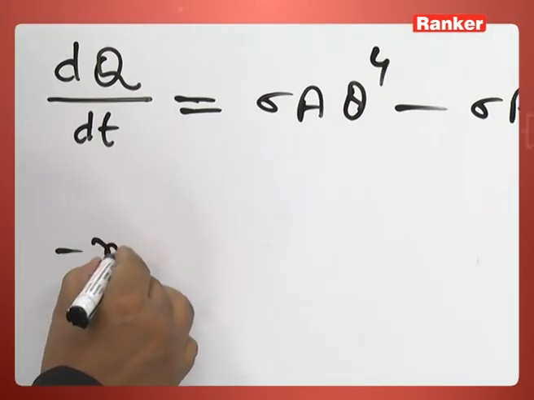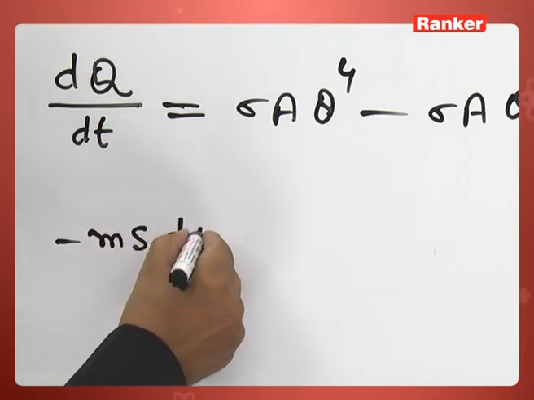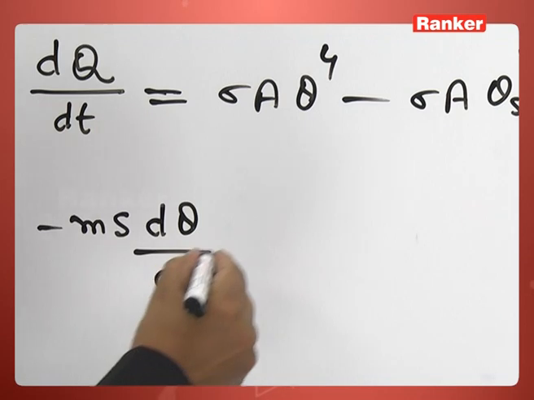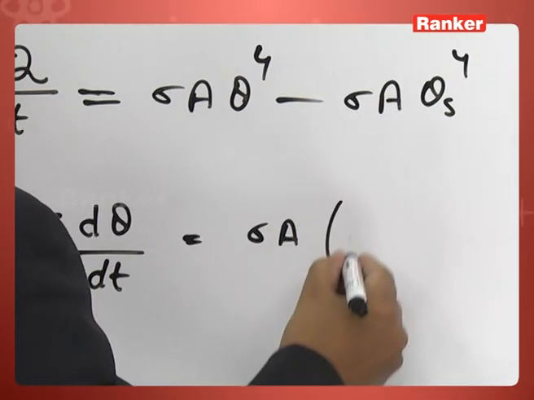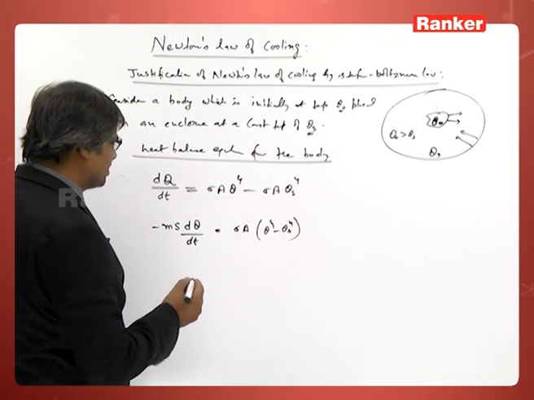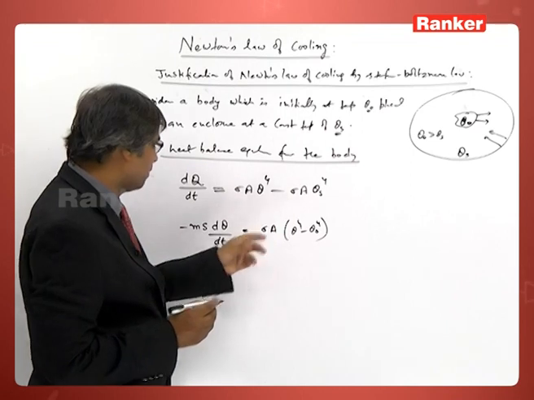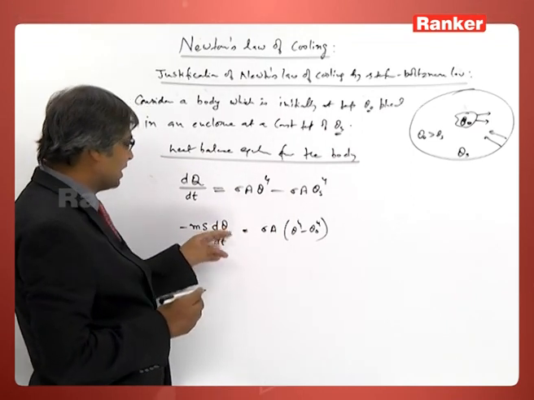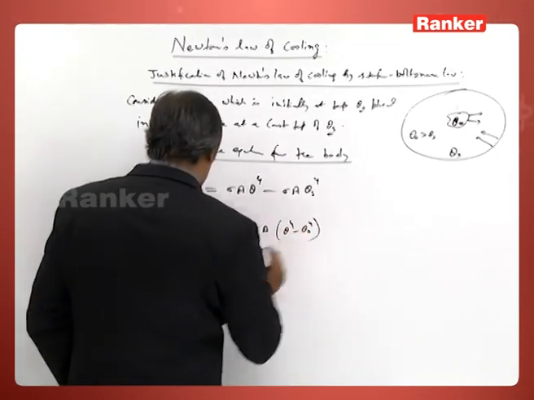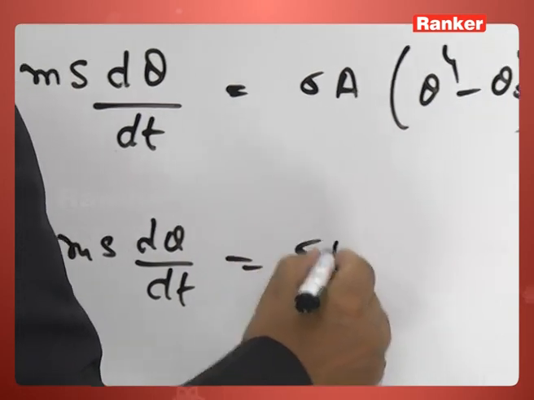So, when you take some amount of energy dq and radiate it, then the temperature decreases by mass into specific heat into the decrement in temperature. Suppose the decrement in temperature is denoted by d theta, and this will be sigma A theta to the power 4 minus theta s to the power 4. Now, let us denote the excess temperature to be theta. So, we can also write the difference in that will be also theta. So, now you see here minus ms d theta by dt is equal to sigma A.